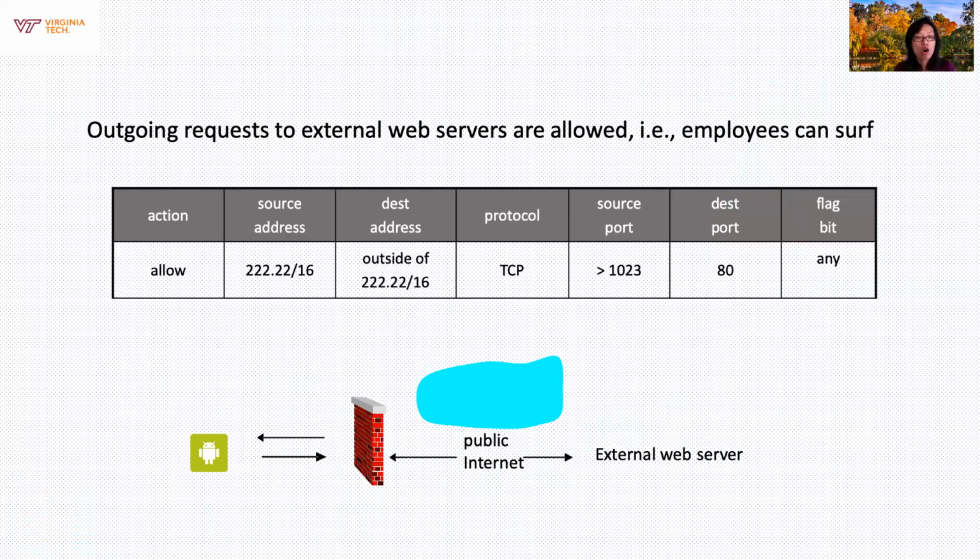The first rule basically says outgoing requests to external web servers are all allowed, so employees can surf, okay? Because the source is within the organization, and the destination is outside, so external web servers, destination port 80. You may ask, what if the external web server does not run on port 80? Well, that's weird, because most legitimate web servers run on port 80, the default port. A non-default port would indicate something fishy is going on, so it will not be allowed.